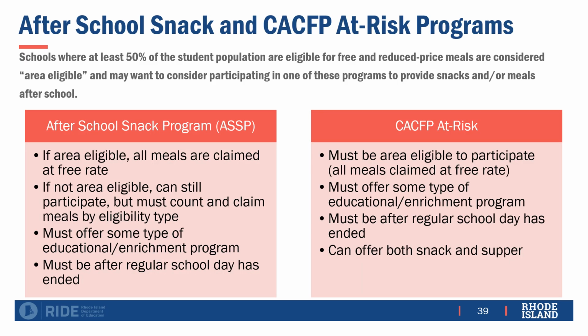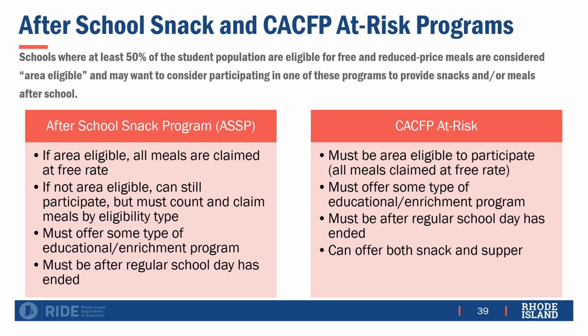As a reminder, schools where at least 50% of the student population are eligible for free or reduced price meals are considered area eligible and may want to consider participating in either after-school snack programs or CACFP at-risk after-school meals program. Schools do not have to be area eligible to participate in after-school snack program, but if a school is not area eligible, distribution of snacks must be tracked by eligibility type and claimed accordingly. If a school is area eligible, they can simply keep track of the number of snacks served and claim all snacks at the free rate.